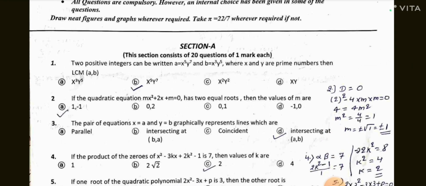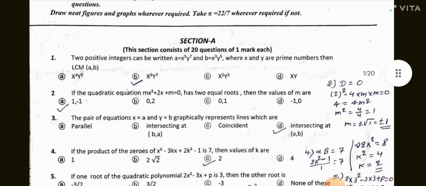You can see the first question. The positive integers can be written as a equal to x to the power 5 y to the power 7 and b equal to x to the power 3 y to the power 5, where x and y are prime numbers. Then you know that for finding the LCM we take the maximum power of the factors. So here the maximum powers are x to the power 5 and y to the power 7. So the right LCM of a and b is x to the power 5 y to the power 7, option B.